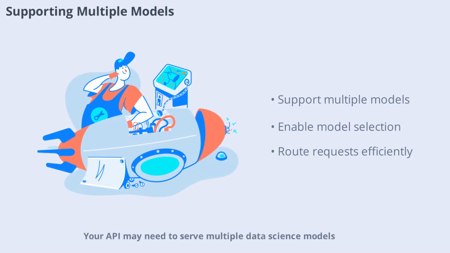Your API may need to serve multiple data science models, each with different purposes. Design your API to handle model selection, versioning, and routing requests to the appropriate model. This flexibility allows you to support a wide range of use cases and adapt to changing business needs.